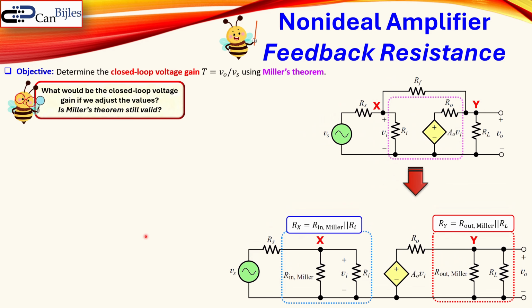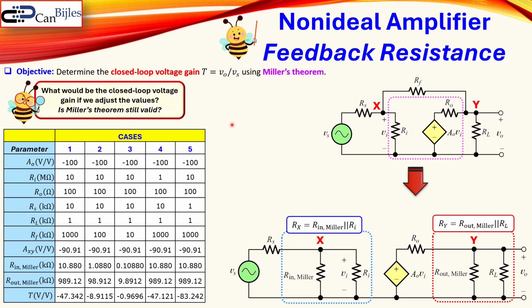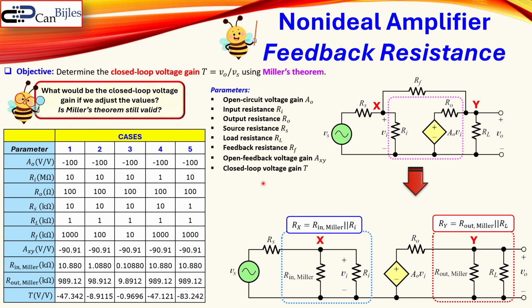Okay, let's see some situations here. So what will now be the closed voltage gain if we now adjust some values in the components? So is the Miller's theorem still valid? That's actually the objective of this situation. So we have here a couple of cases, in total 5. You see here again the parameters like the A0, Ri, Ro, they are exactly the same. Rs, but I will change here in the first try the feedback resistance value from 1 mega, I will change it to 100 kilo and then 10 kilo. And these were the parameters we have discussed for this circuit.